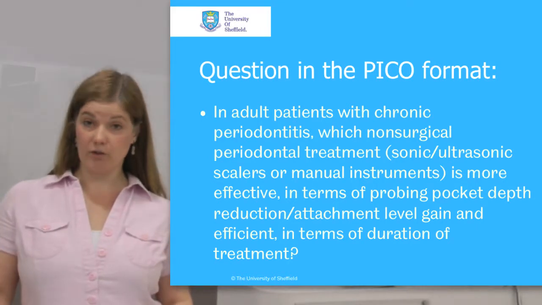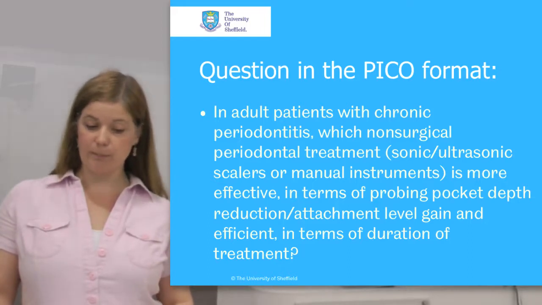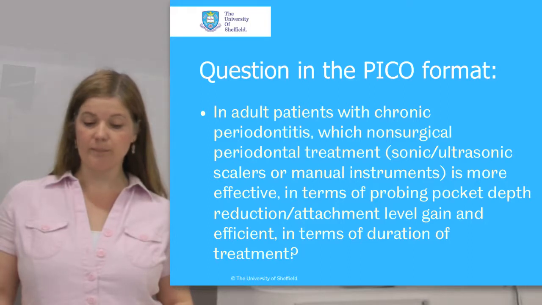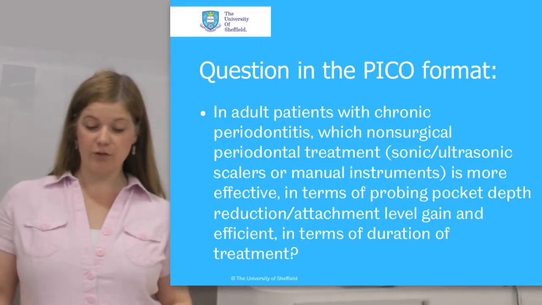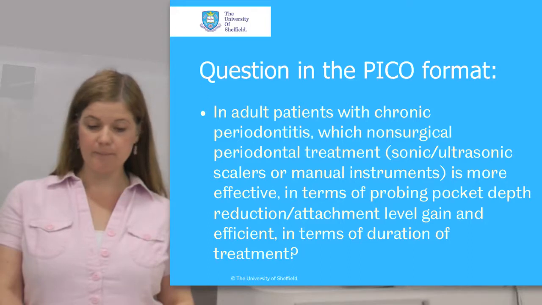So this is the question in that PICO format. In adult patients with chronic periodontitis, which non-surgical periodontal treatment, so sonic or ultrasonic scalers or manual instruments, is more effective in terms of probing pocket depth reduction and attachment level gain, and efficient in terms of the duration of the treatment? So you can see there that the question has become very specific in terms of what it's asking, what the population is, what we're testing, and what the outcomes will be.